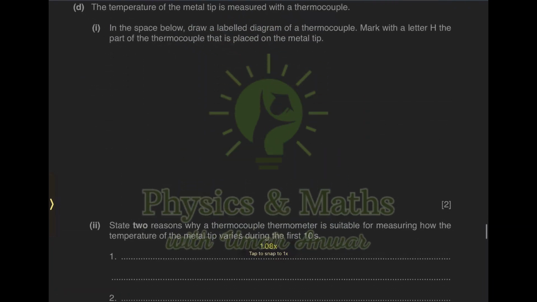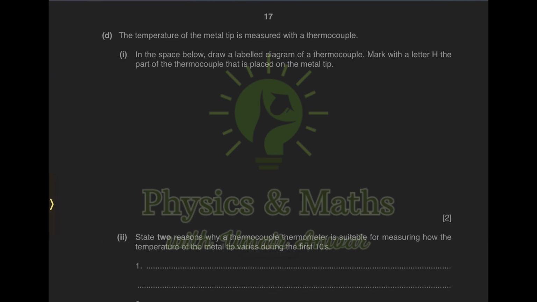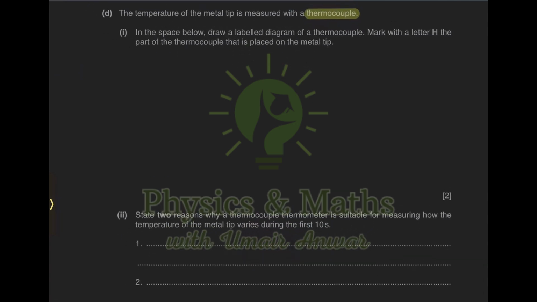The next part says the temperature of the metal tip is measured with a thermocouple. Thermocouple is a type of thermometer which consists of two different wires, and using those two different wires we make two junctions, and a voltmeter is connected to one of the wires. In the space below, draw a label diagram of thermocouple. Mark with the letter H the part of the thermocouple that is placed on the metal tip.